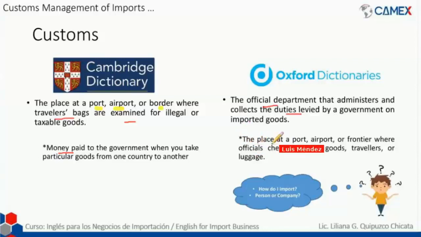And also we have the place at a port, airport, or frontier, where the official checks incoming goods, travelers, or luggage. So these two are really similar, with the only difference that here it says they examine travelers' bags, and on the other one it says incoming goods, luggage, and also travelers. So it is more complete.